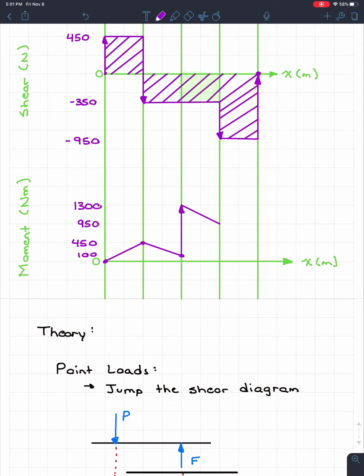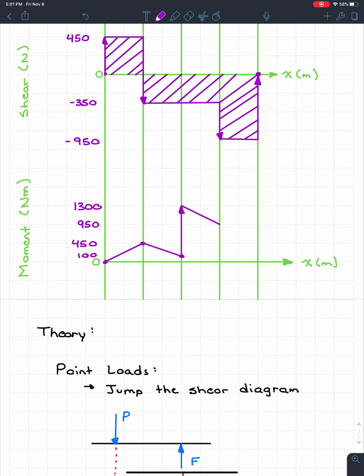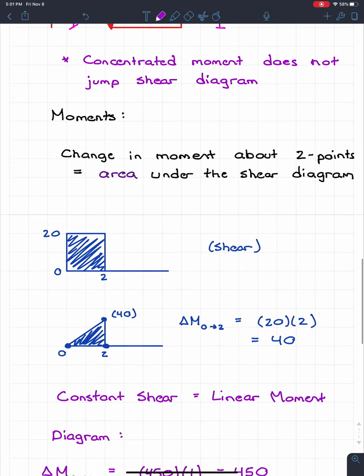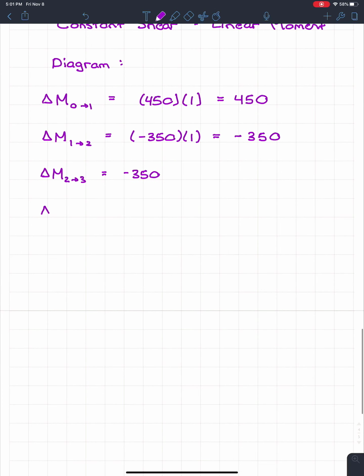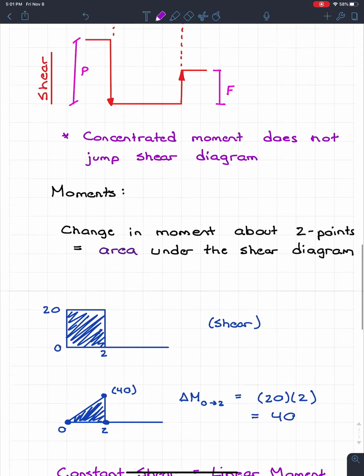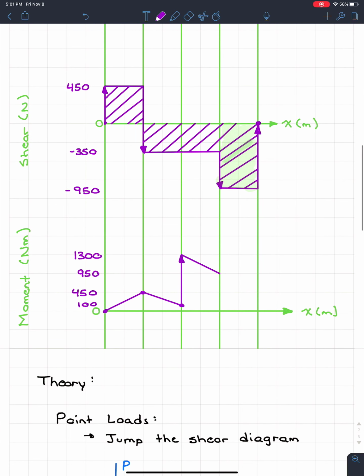And then finally, for our last area, this over here, the shear does change, so we're going to have to recalculate it. And we see that the magnitude of the shear there is 950 times 1. So our delta M between 3 and 4 is going to be equal to negative 950 times 1, which is negative 950. So if we go up here to our diagram and we're at 950 and we minus 950, we know that our moment must end up at 0. So something like this. So this right here is going to be our moment diagram.